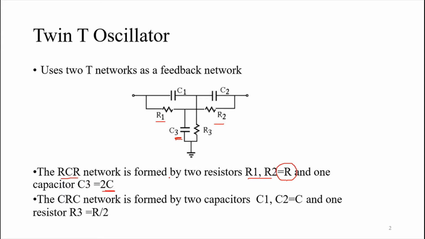Similarly, the second network is called the CRC network because you've got a C over here, C over here, and then one R. The CRC network is formed by two capacitors, and the values of C1 and C2 are taken as C, and the value of resistor R3 is taken as R by 2. I've redrawn the diagram with all these values. The main thing is that it has two T networks, and that is why it's called a twin T oscillator.